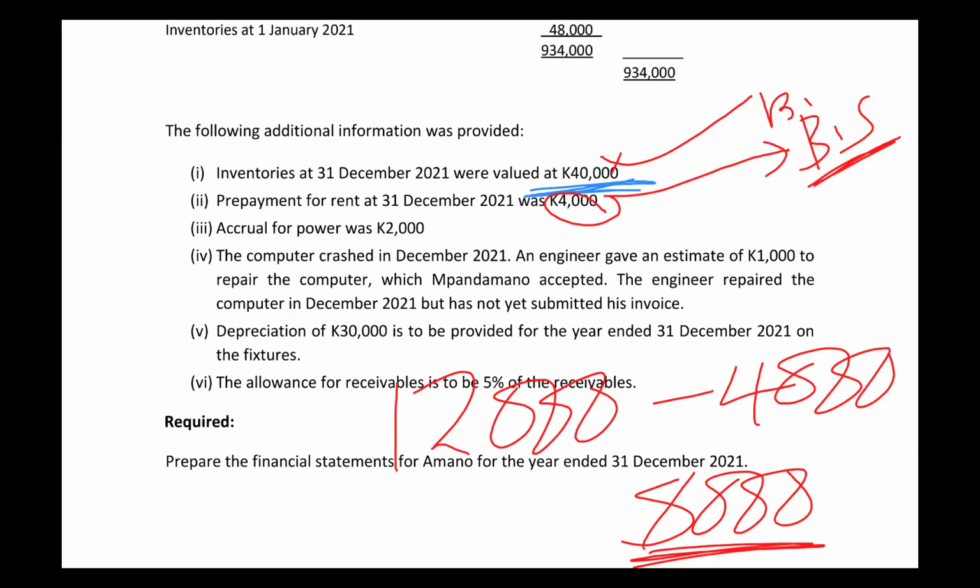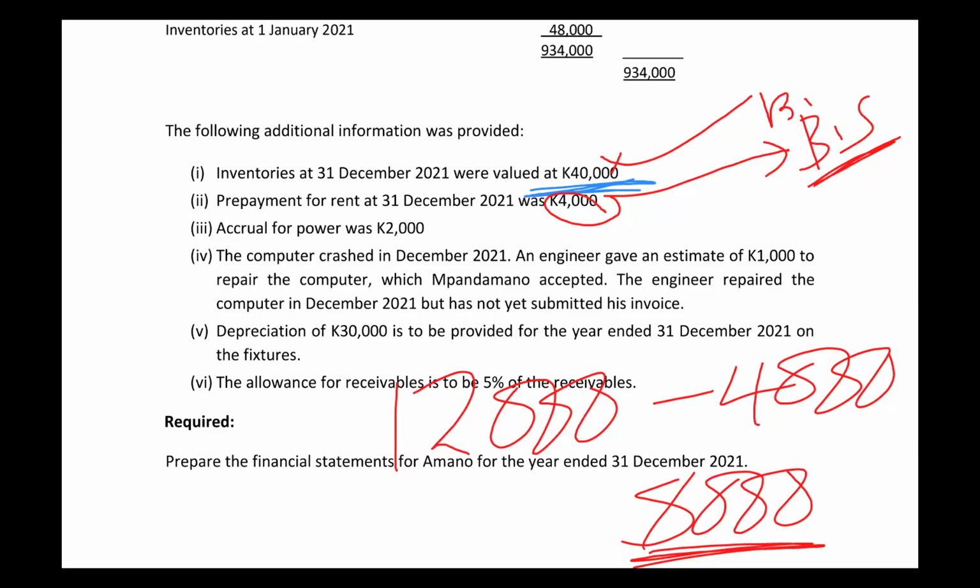All right, there is an accrual for power. Accrued expenses, what do you do with accrued expenses? These are expenses owing. You have already incurred them, but you have not yet paid. You've already used power, but you have not yet paid for power, 2,000. What do you do with them? As you said, it's an expense, so it goes in profit and loss.